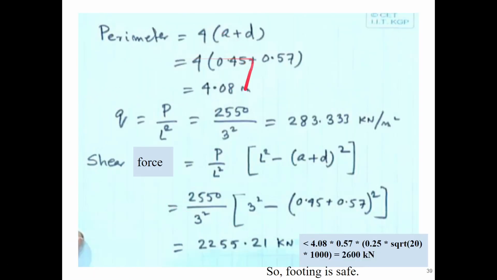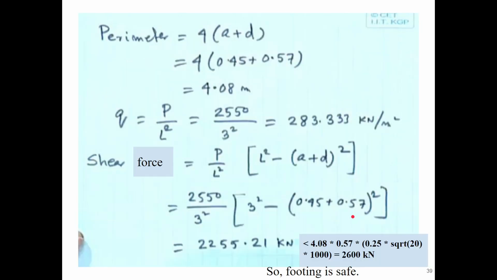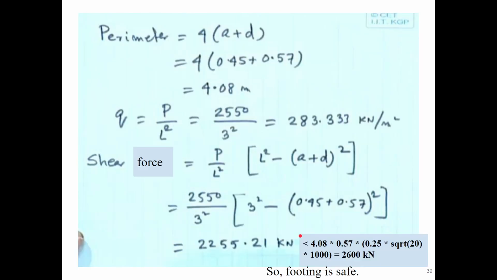And if we see our resisting value, that is 4 into (a plus d) into d into tau p. So that is 4.08, d we got as 570 millimeter, so it is 0.57, and tau p is 0.25 root fck. Fck is 20, so 0.25 into root 20. Because this is in newton per mm square, we need to convert it into kilonewton per meter square, so multiplied by 1000. So this value comes to be 2600 kilonewton. That is the resisting value.